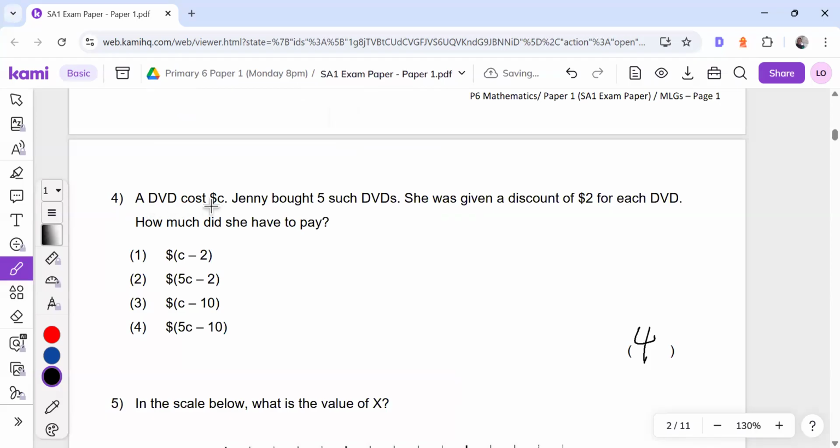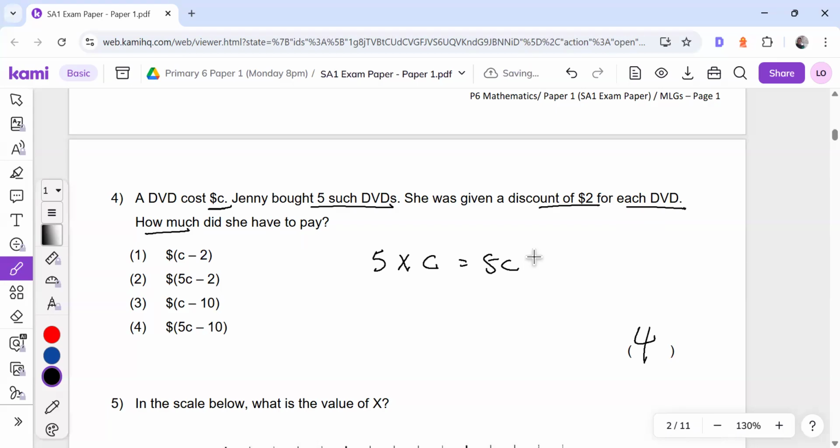A DVD costs $C. Jenny bought 5 DVDs. She was given a discount of $2 for each DVD. How much did she pay after discount? Can you find the original price for 5 DVDs? She wants to buy 5 DVDs. If there's no discount, then you have to take 5 times C. So she will pay $5C, and there's no discount.